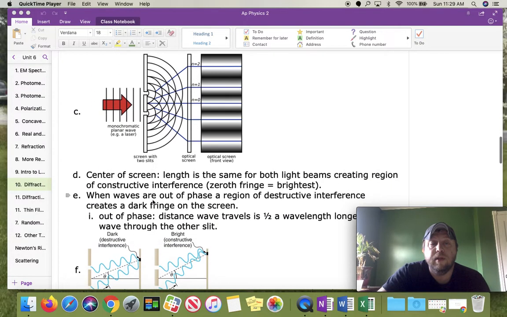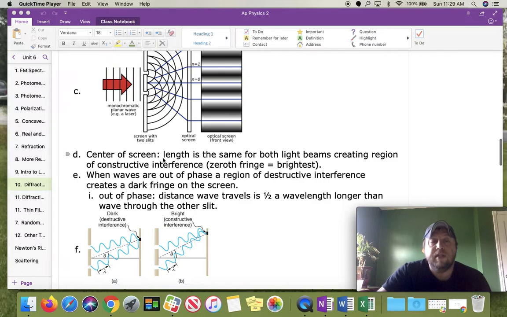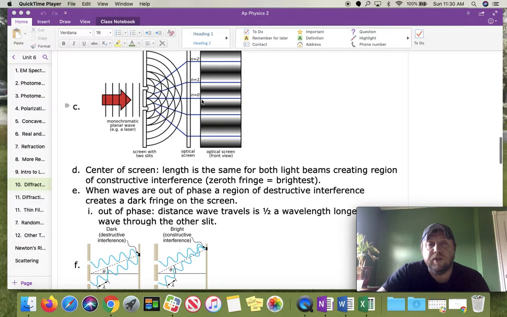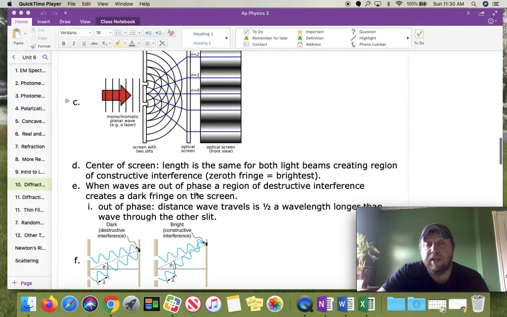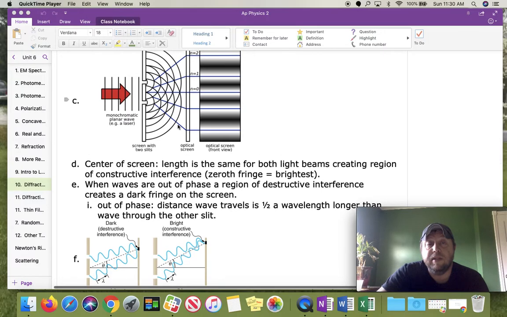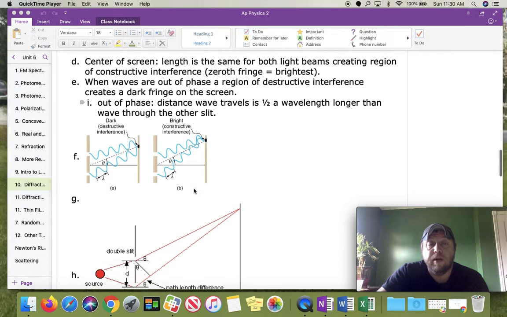All right, so let's go through a couple of terms here. The center of the screen, the length is the same for both light beams, creating a region of constructive interference. So this is the zeroth fringe. So this is right here, the zeroth fringe is m=0. The distance from there to here and here to here is exactly the same. When waves are out of phase, a region of destructive interference creates a dark fringe on the screen. That means that this first dark right here and here, the path length difference is exactly half of a wavelength.